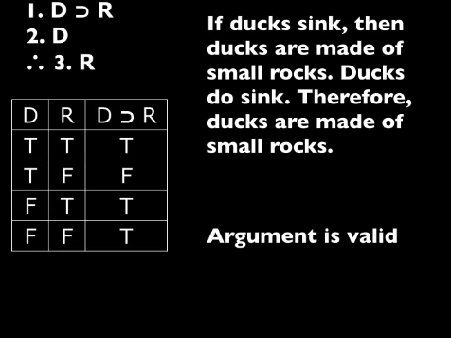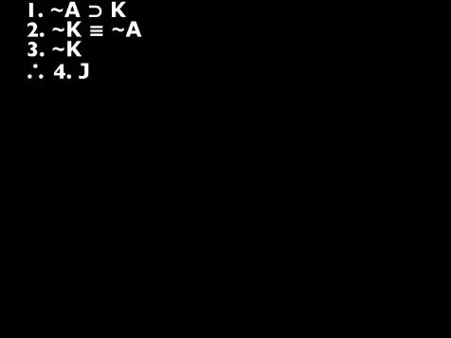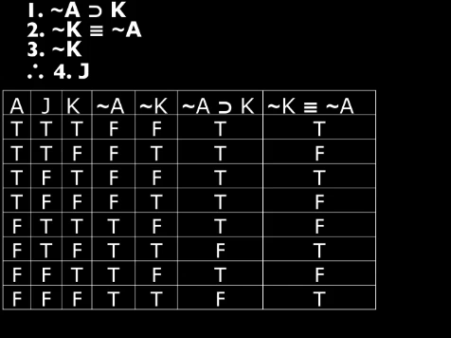Okay, let's do one more example. If not A, then K; not K if and only if not A; not K; therefore J. Here's our joint truth table. And where are our premises and conclusion? Premise 1, premise 2, premise 3. Okay, so the premises are all here at the end, not in order, but that's where all the premises are. And the conclusion is here, J, in column 2. So I'm going to be looking for any row where these are all true, but that's false.